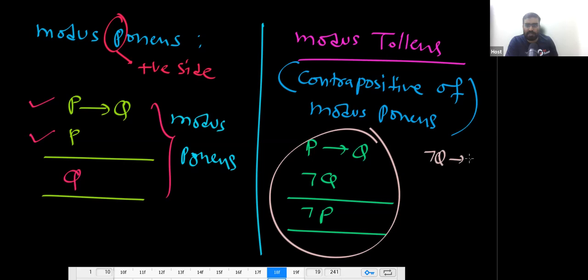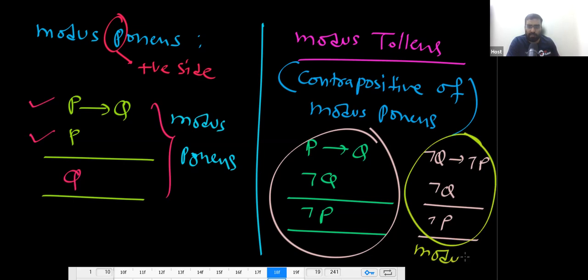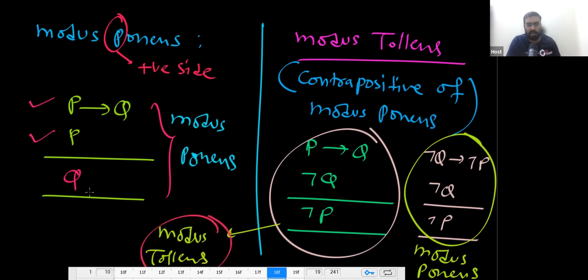What is this called? This is modus ponens. Please understand, this is called modus ponens and this is called modus tollens. Is this crystal clear? Remember, if you go in the forward direction, then I can say this is modus ponens. And if you are going in the backward direction, this is called modus tollens.